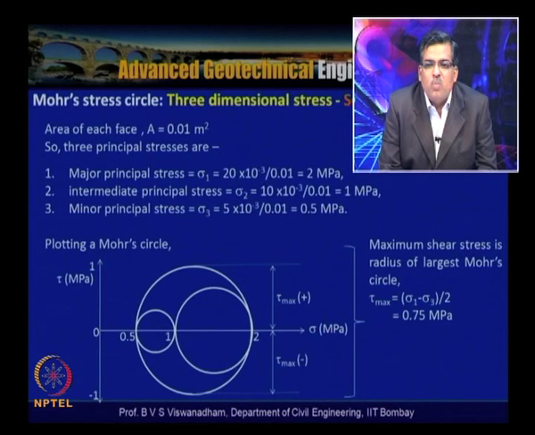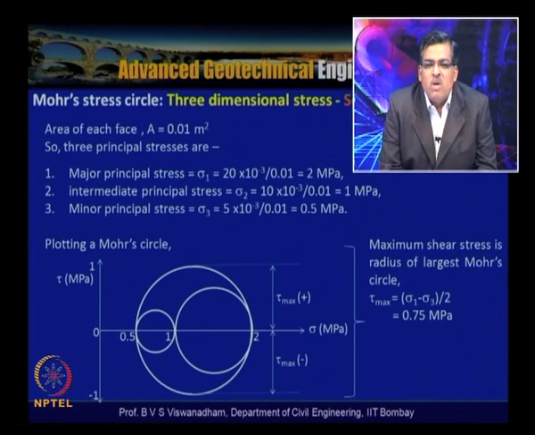divided by 0.01, that is 2 megapascals. The intermediate principal stress, sigma 2, is 10 into 10 to the power minus 3 divided by 0.01, which is 1 megapascal, and the minor principal stress sigma 3 is equal to 5 into 10 to the power minus 3 divided by 0.01, that is 0.5 megapascals.